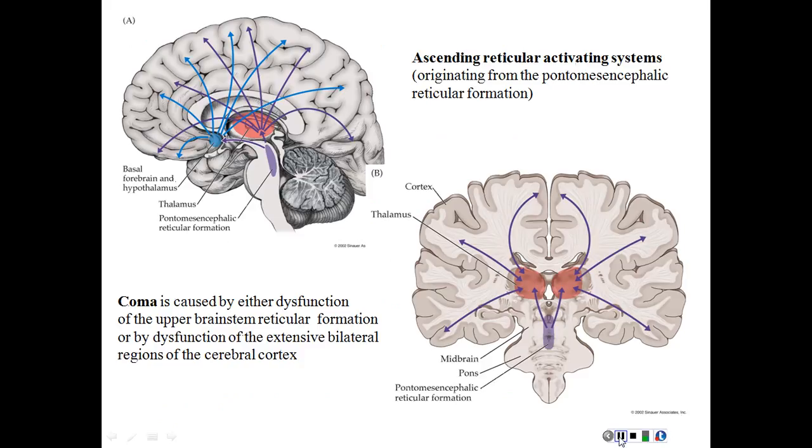Obviously, for something like maintaining consciousness, there must be tremendous diffuse projections everywhere, and indeed there are. And so this is just to show you, not for you to learn this in any way, the idea that these axons project diffusely throughout the brain. And so clearly coma can be caused by a dysfunction of this upper or rostral reticular formation within the brainstem. Okay?